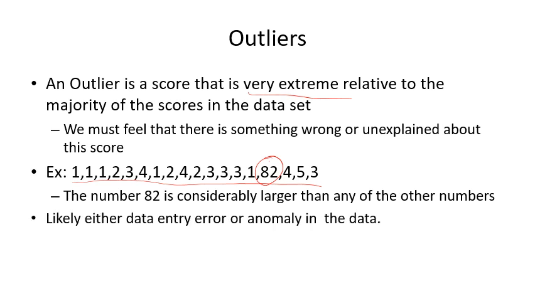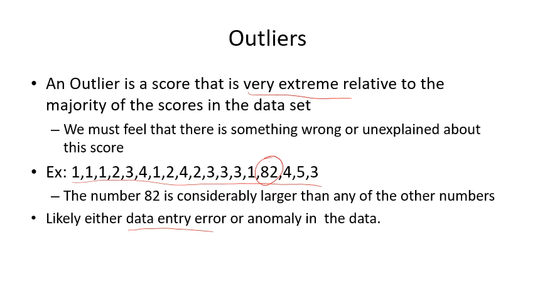What's going on here is it's most likely either a data entry error or an anomaly in the data. And data entry errors are more common than you think. Let's say this is a variable that can be rated on a 1 through 5. So if it's 1 through 5, 82 is impossible. It's likely that someone was putting in a 2 and accidentally hit the 8 and then the 2. So data entry errors are common for this.